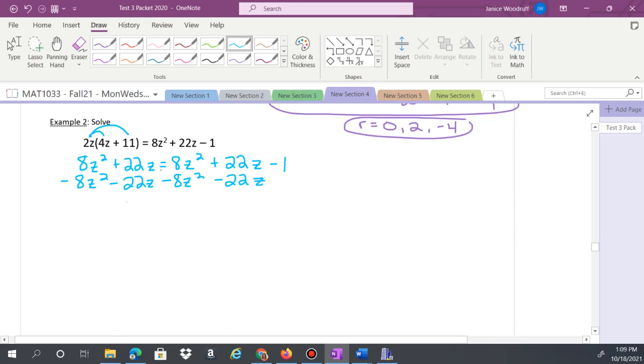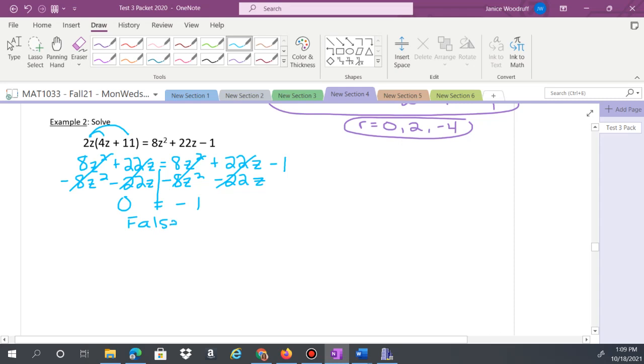So what ends up happening, here's my equal sign, is these cancel, and this gives me 0, but this also cancels, and I get negative 1. Well, does 0 equal negative 1? No, it does not. That's a false statement. 0 does not equal negative 1.